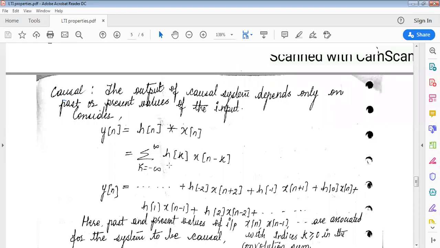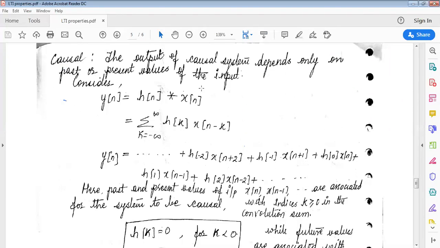So let us see what should be the condition for an LTI system to become causal. You know that the output of the causal system should depend only on the past values of the input, or it should depend only on the present values of the input. So let us derive the condition for a causal LTI system. Let me consider the LTI system. You know the output of an LTI system is the convolution of the input and its impulse response. And using the commutative property, I have written y of n as the convolution of h of n and x of n. Similar to the previous property, here also I have expanded the y of n.